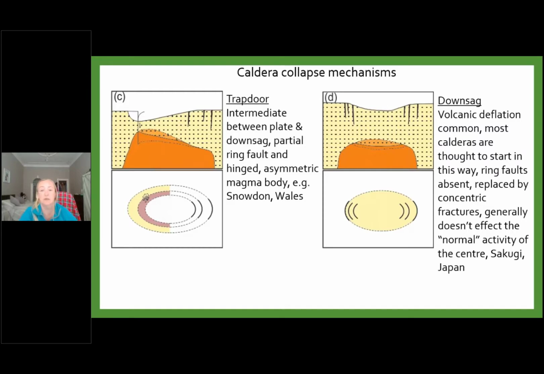Most calderas are thought to start in this way and then progress. There's no ring faults, and they're just replaced by concentric fractures. Doesn't generally affect normal activity of the volcanic centre, and you don't tend to see a great deal of activity at the surface. And you have an example there of Sakugi in Japan.